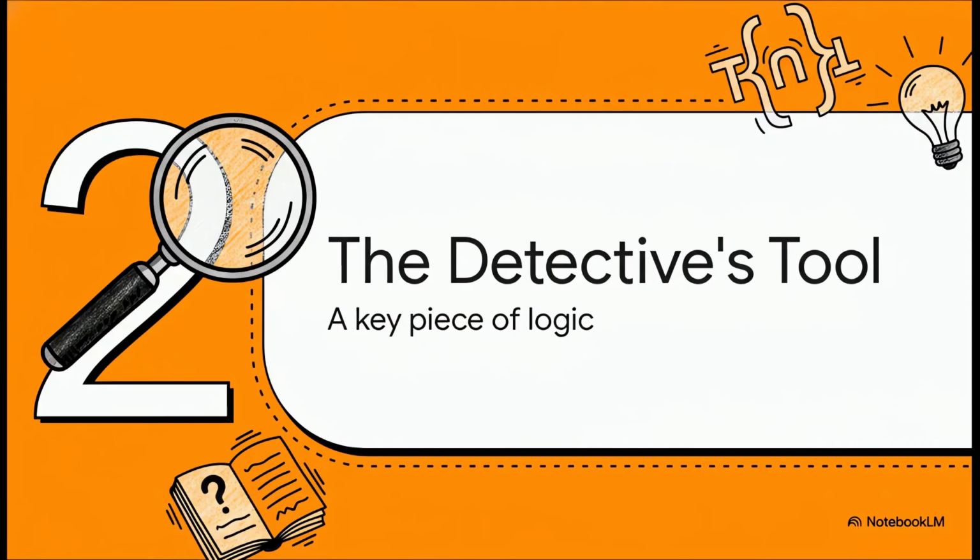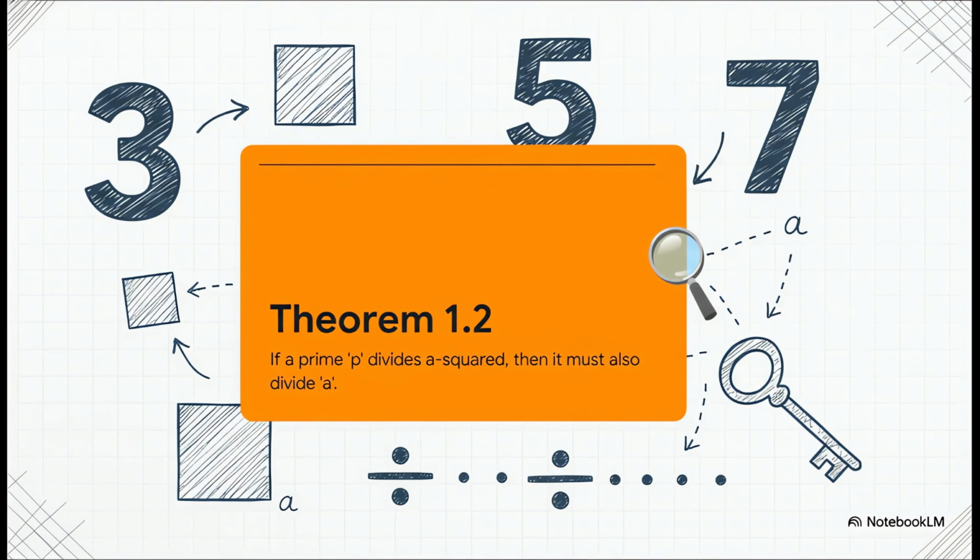Every good detective needs the right tools for the job. So, before we start the interrogation, we need to pull one very specific, very powerful theorem from our logical toolkit. This is what's going to help us uncover the truth. And here it is, Theorem 1.2. Now, I know it sounds a little academic, but the idea is actually super simple. If a prime number, like 3, 5, or in our case 7, goes into a number that's been squared, then it must also go into the original number itself. This is the special key that's going to unlock this whole mystery for us.